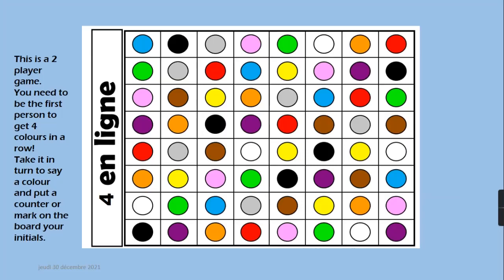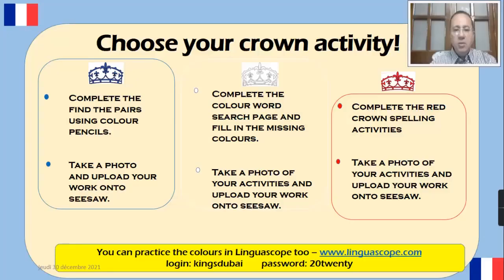Now you have to choose your crown. So if you decide to do the blue crown, you need to match up the colors in French and English, and I want you to do this using color pencils. If you want to do the white crown, in this case you will have to find all the colors in the word search. And if you decide to do the red crown, there is a lot of things to do in the red crown actually.